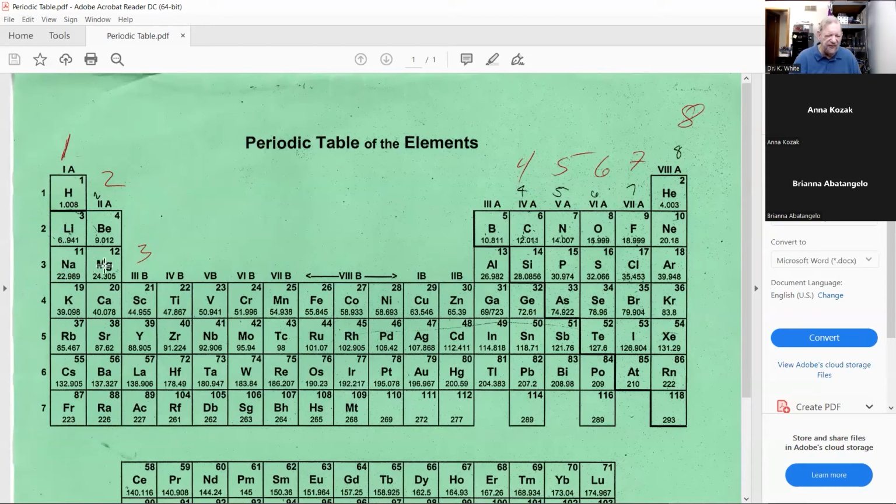The same thing for magnesium and calcium. They always form ionic bonds. I don't know one exception to what I just told you. And for a number of years now, I've asked other chemists, do you know of an exception? And the answer has always been no.